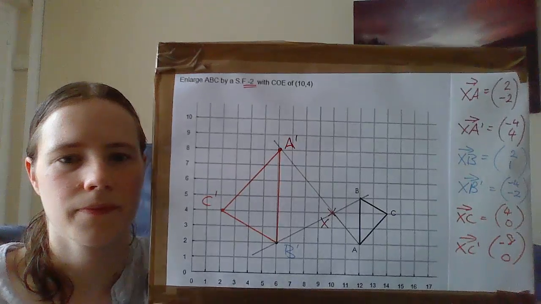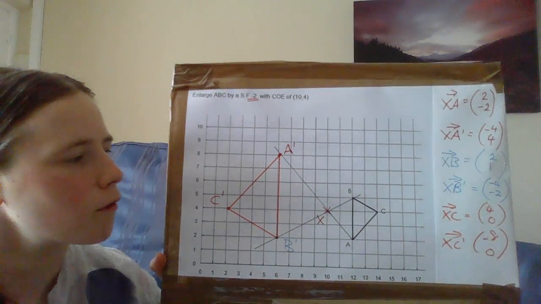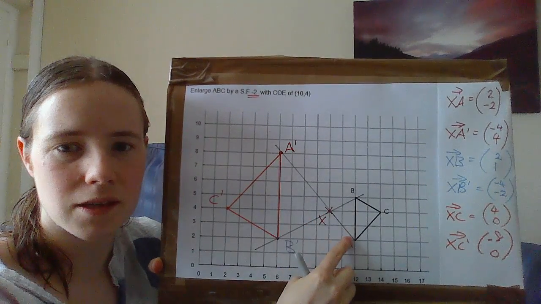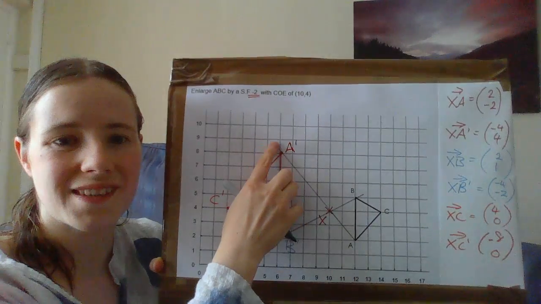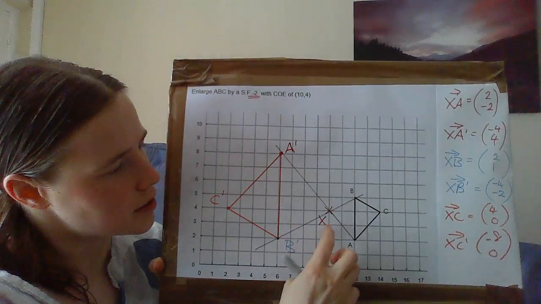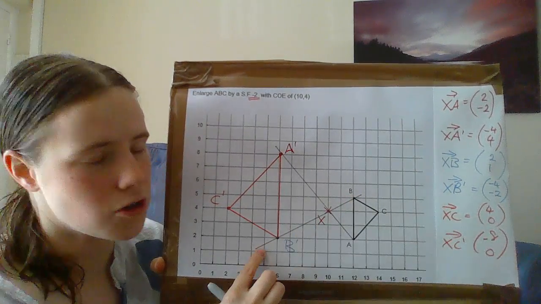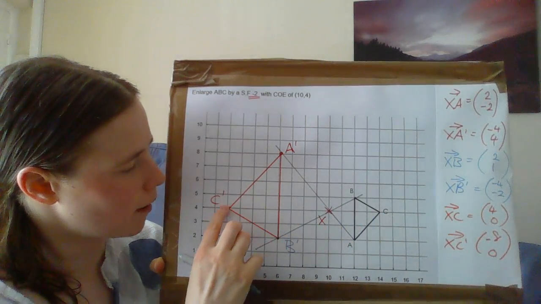Okay, so what I've done now is I've drawn some ray lines on. So if you draw a ray line from the centre of enlargement to one of your points, and then for a negative enlargement, extend it out the other way, you should find your new point still lies on that ray line. And you can see it here again with B. So from X to B is there, and then B dash still lies on that line.